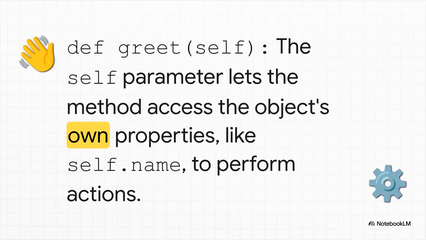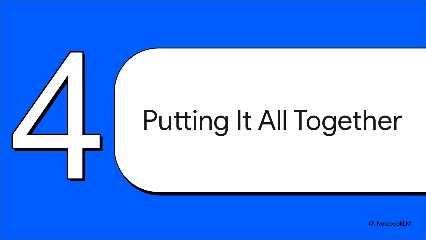So, take a look at this simple greet method. And look, there's our old friend self again. That's the key. Self lets the method reach inside its own object and grab its own unique data. So when you call this method, it can find self.name and use it to do something like print a totally personalized greeting.